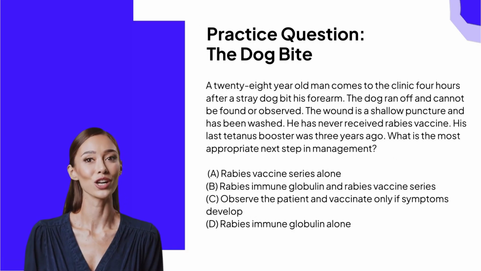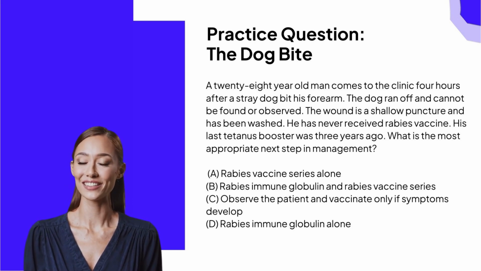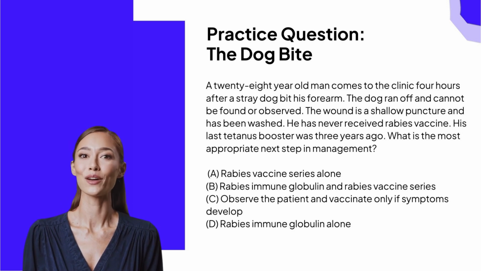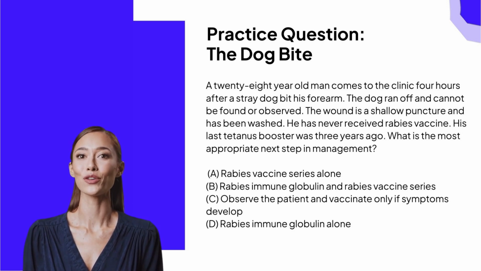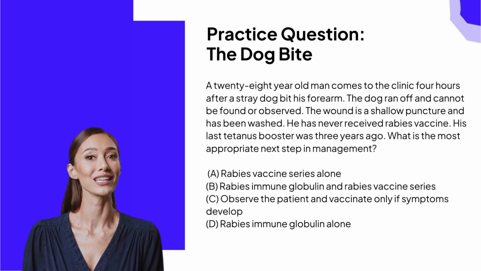Let us work through our first practice question, and this one is a post-exposure prophylaxis stem. A 28-year-old man comes to the clinic 4 hours after a stray dog bit his forearm while he was hiking. The dog ran off and cannot be found or observed. The wound is a shallow puncture and has already been washed. He has never received rabies vaccine before.